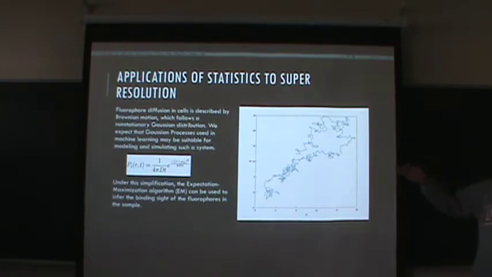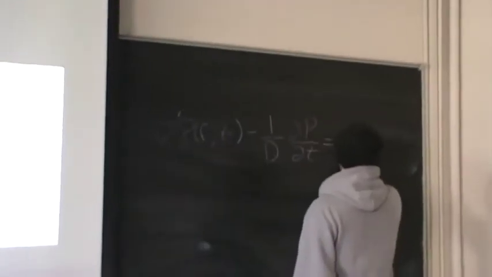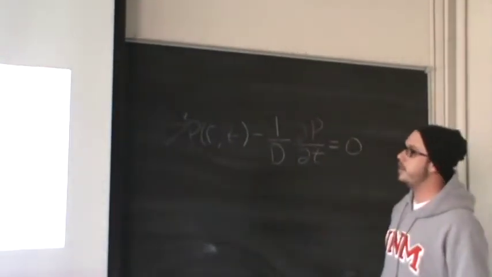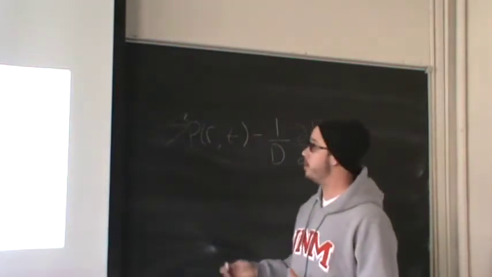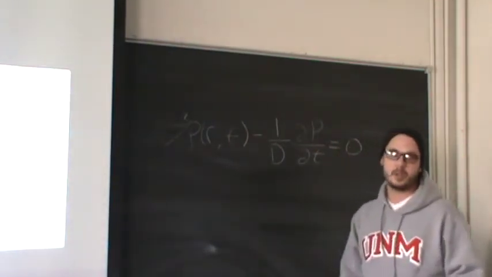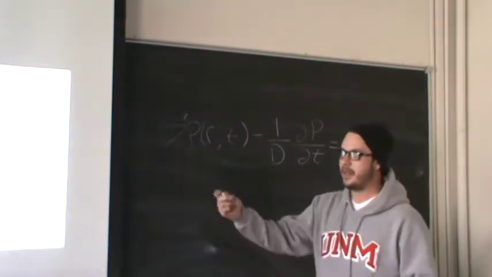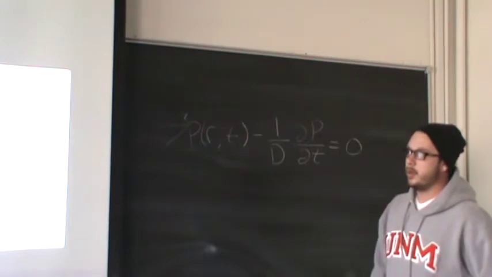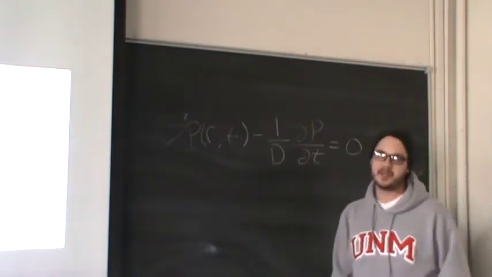The theory relies on the standard diffusion equation for the probability. I'm going to write down the equation. This is a standard two-dimensional diffusion equation, where R is just an x and y equilibrium vector. We assume that the diffusion of the fluorophores inside of the cell obeys this equation, and that's just the general solution. I'm sure all of you have solved this equation at some point. It's just a normalized Gaussian. The reason for the 4 pi normalization constant is that there are two variables.